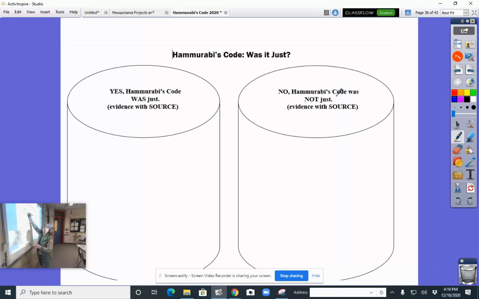And below, in this open spot, you are going to be writing down as much evidence as you can that would support that his code was just. Okay? And you always, always, always want to include the source. Over here, you're going to be writing evidence that you can find in those documents, including the background essay, by the way, that would support that Hammurabi's code was not just. Okay? Again, with the source. And again, when we say just, we're talking about fair. Was it just? Was it fair?